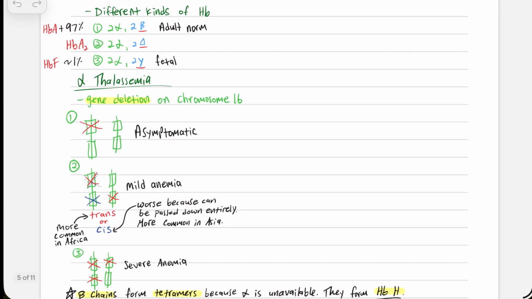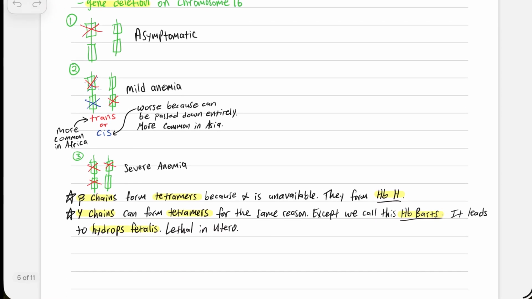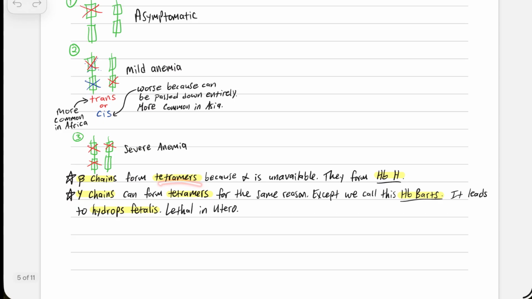So, like we said before, you need 2 alpha and 2 beta. But if alpha is not available and the betas are just sitting around, they're going to bind to each other and form tetramers. And instead of forming hemoglobin A, they form hemoglobin H. And that's where you have the issue.